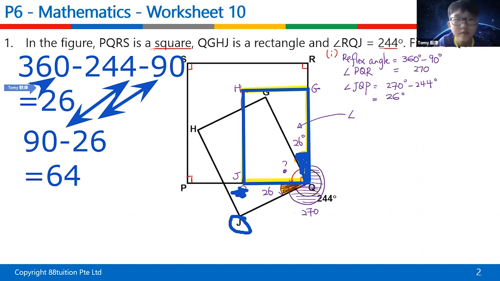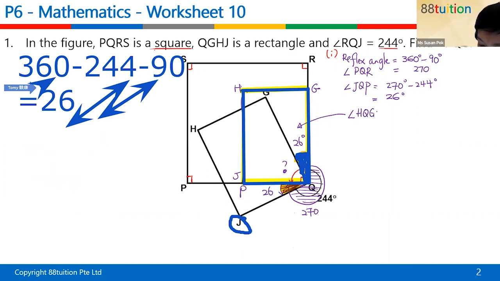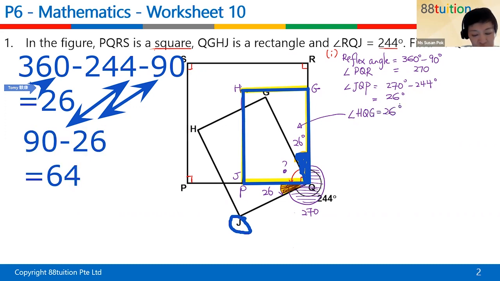Yeah, so this one will be HQG equals 26. I have a longer way. I'm more long-winded, but never mind. Okay, and now the last thing he's asking is PQG. Then PQG must be 90 degree minus 26, the one that you found. Then 90 minus 26 is 64.